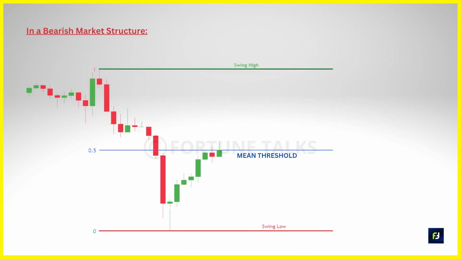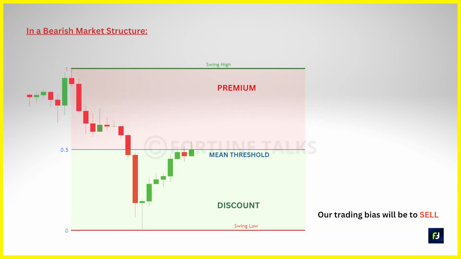So there is a level at the swing low, one at the swing high, and the last one is at the middle between swing high and swing low, which is nothing but the mean threshold or equilibrium. And above the mean threshold is the premium zone, and below equilibrium is the discount zone. Since the price is declining lower, our bias will be to sell. That is, we will look for short trading setups when price makes a retracement or correction towards the upside.